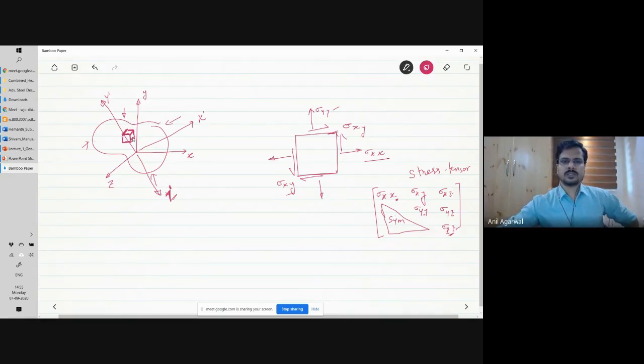Now instead of this cube, my cube may be oriented at a different angle. I'm drawing it only in 2D, but actually it may rotate in 3D. For this cube, the stress tensor that I will get will have not sigma xx, but sigma x prime, sigma y prime, and sigma x prime y prime. You got the picture, right? I'm not drawing the whole thing again.